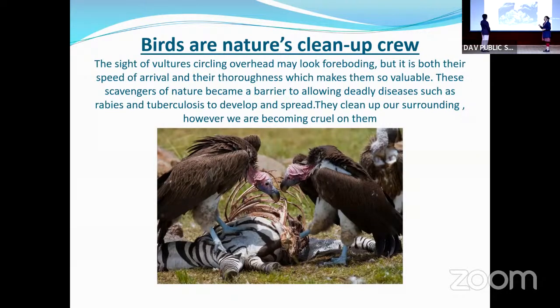Birds are nature's cleanup crew. The sight of vultures overhead may look foreboding, but it is both their speed of arrival and their toughness which makes them so valuable. The scavengers of nature became a barrier to deadly diseases such as rabies and tuberculosis developing and spreading. They clean up our surroundings, however, we are becoming cruel to them.